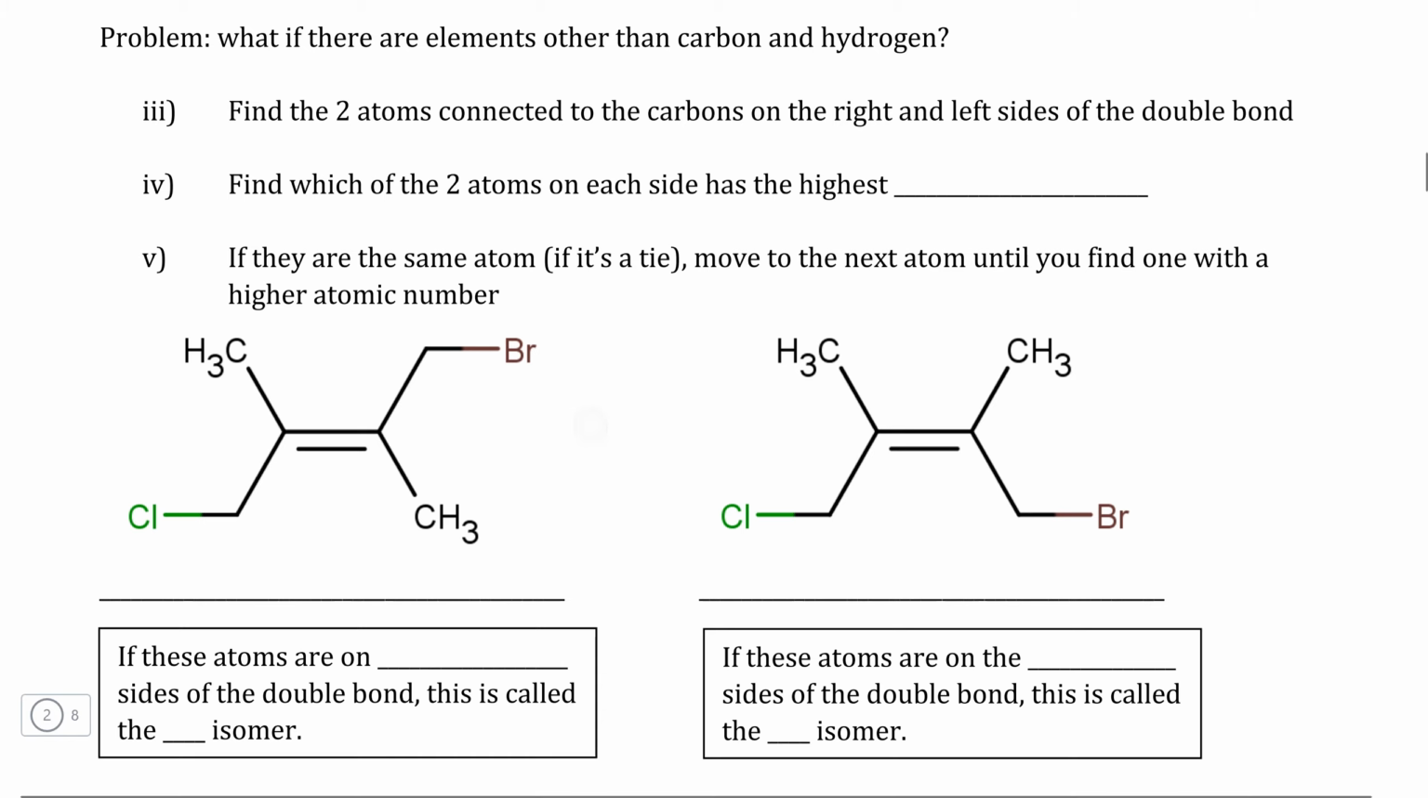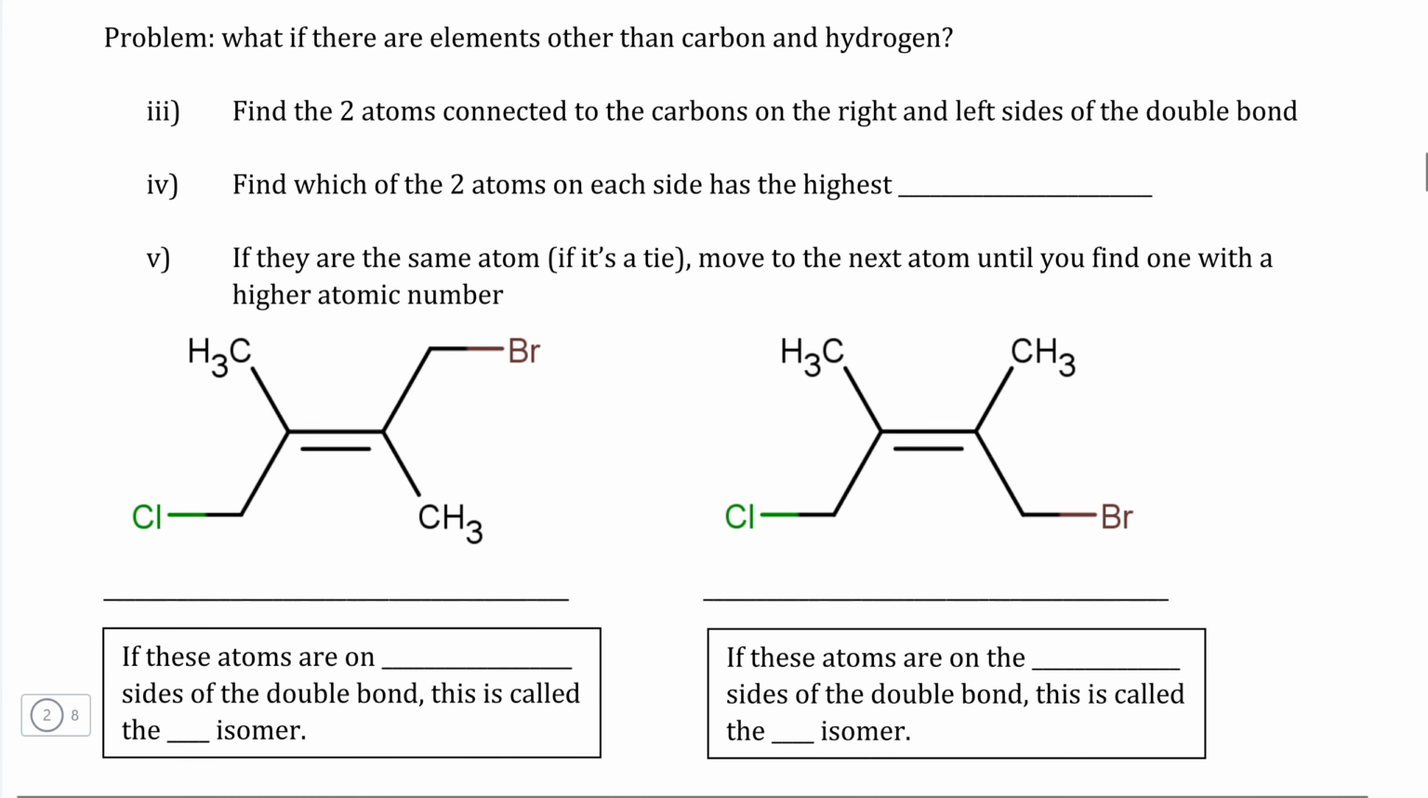So, the way that we deal with this in organic chemistry is identical, at least in the beginning. We orient the molecule horizontally like this and then bisect the molecule using a line of symmetry showing the right and the left sides of where the double bond is. So, the next thing that we need to do is to find the two atoms that are connected to each of the carbons on the right and the left sides of the double bond.